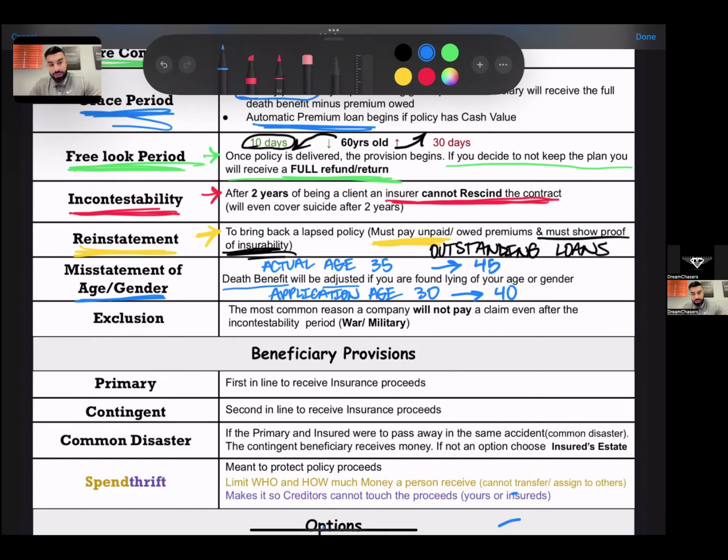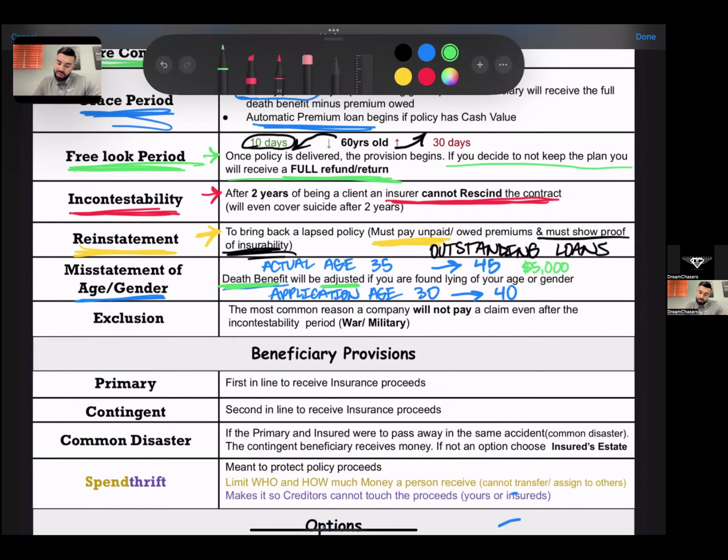So the company's not going to deny the claim. Why? Because of the incontestability period. It's already been enforced for 2 years. But all they're going to do, as it states here, is that the death benefit will be adjusted. So let's say, for example, they calculate that I should have paid an extra $5,000 in premiums over the course of those 10 years that I had the policy. So all they're going to do is deduct that 5,000.